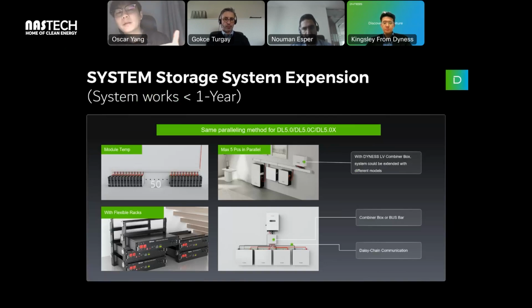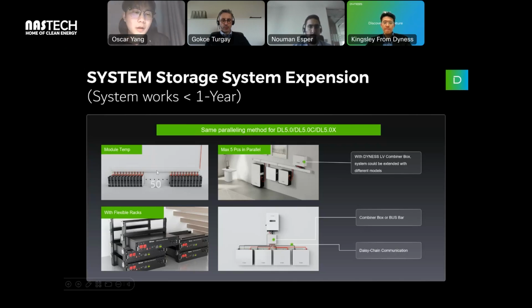Because we have multiple kinds of battery and multiple kinds of BMS, if you are buying BX51100 and the customer requires bigger capacity in the coming future, if the system has worked under 1 year, we can make an expansion. For example, this kind of battery can also connect to a 5 kilowatt hour battery, and can also connect to a 10 kilowatt hour battery. You have to add a Dyness LV combiner box, so this system can work well.